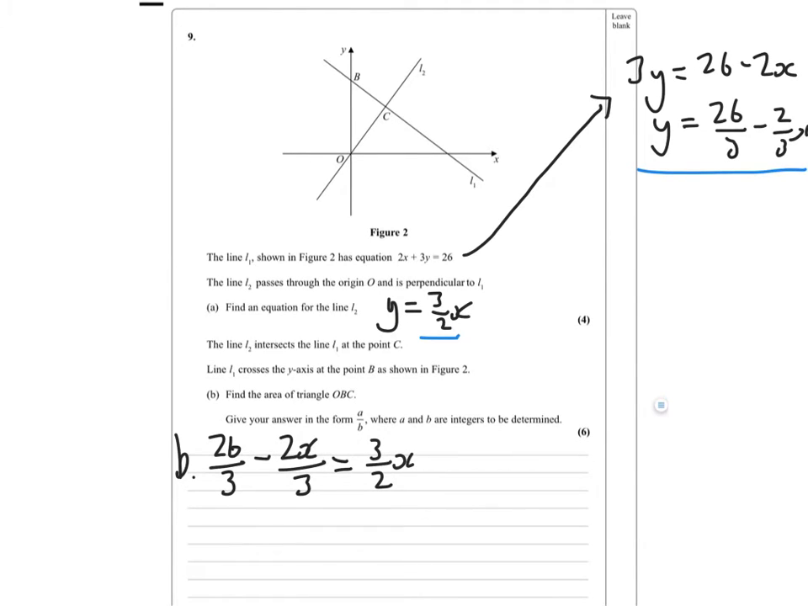Now B's pretty easy to find, this point here. When x equals 0, y equals 26 over 3, so B is 26 over 3. So that whole length here, the base, is 26 over 3, the height will be the x coordinate of C, and you do a half base times height.